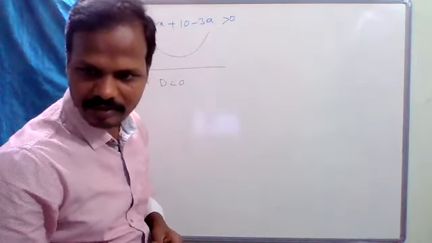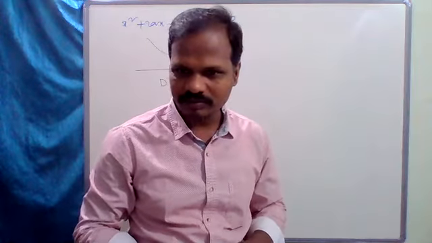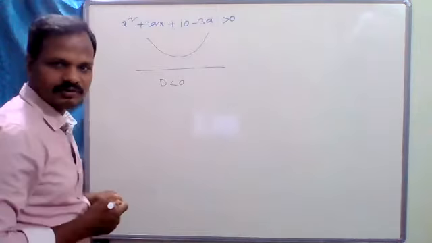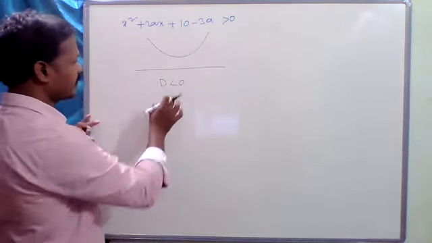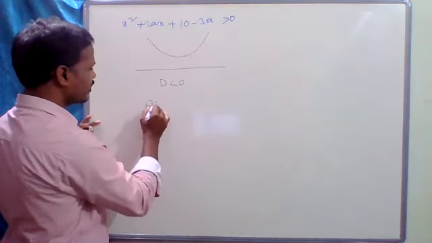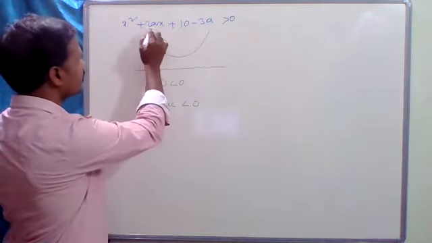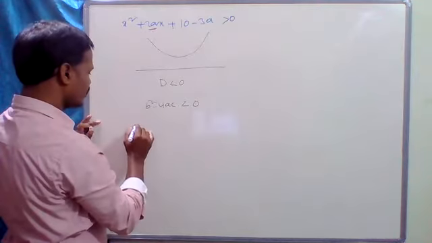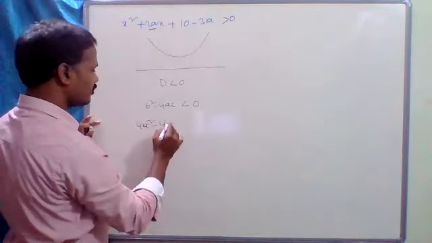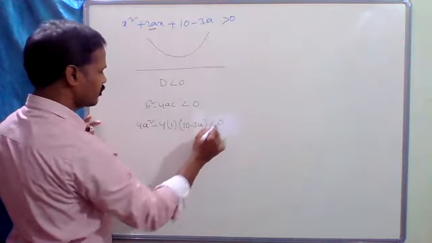Uday Kiran said R minus closed interval minus 5 comma 2. How will you get that one? See, D less than 0 means B square minus 4AC is less than 0. In place of B we have 2A, that is 4A square minus 4 into A value 1. What is the C value? 10 minus 3A is less than 0.